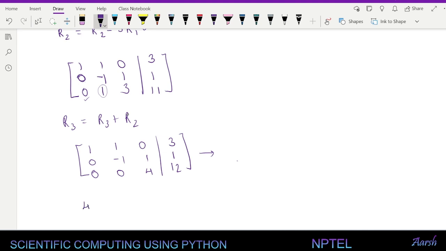So the last equation is actually 4z is equal to 12. This is the third one. This is the second one. This is the first one. So the third gives 4z is equal to 12.